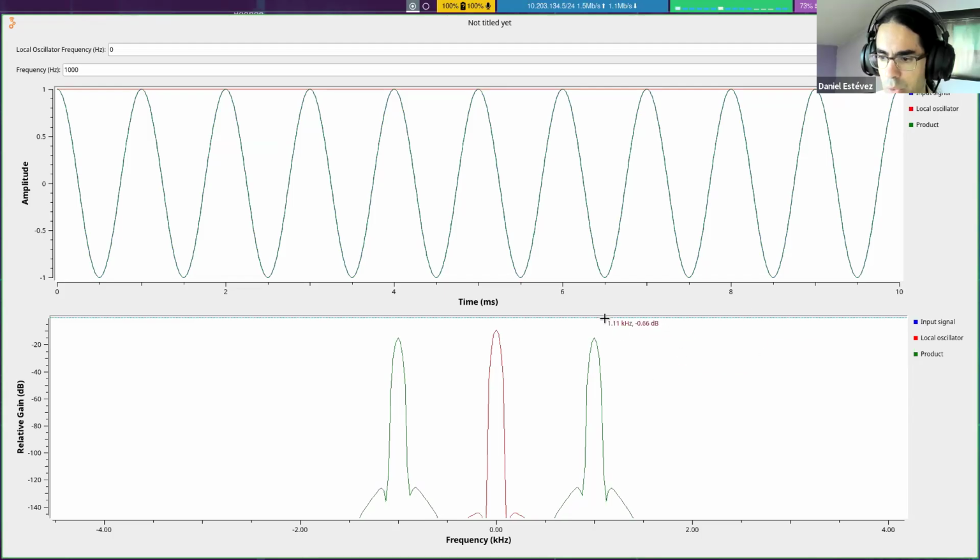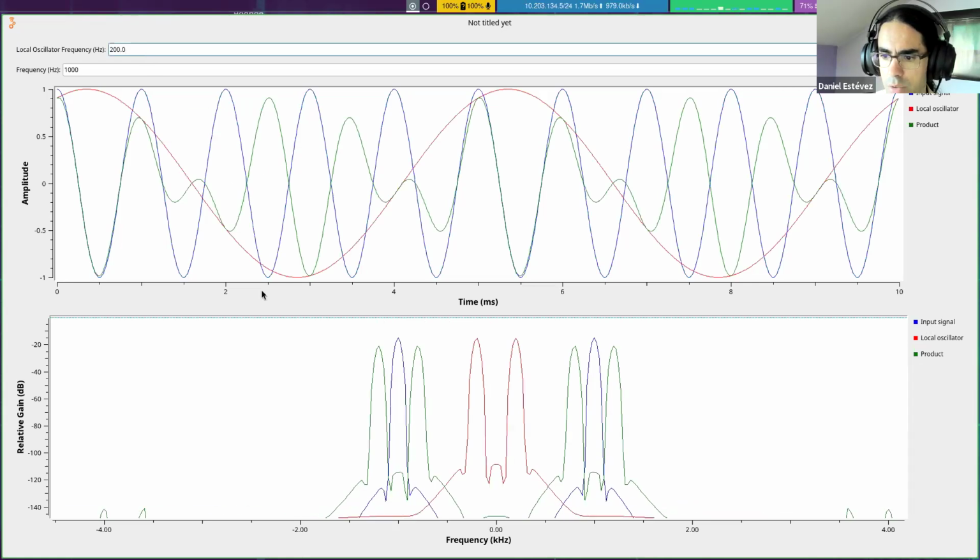And here we get what we expected. A constant 1 has a frequency of 0, so we only see something here for the local oscillator, the red thing, and then the input signal and product have tones at 1 kilohertz and minus 1 kilohertz as before. So far, nothing surprising. But then, for example, let's see what happens if I put 200 hertz here.